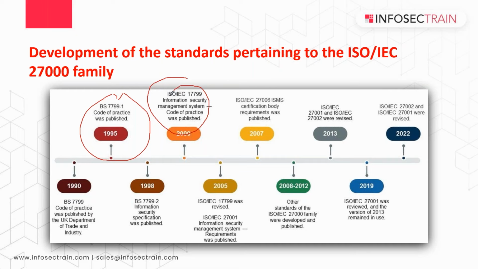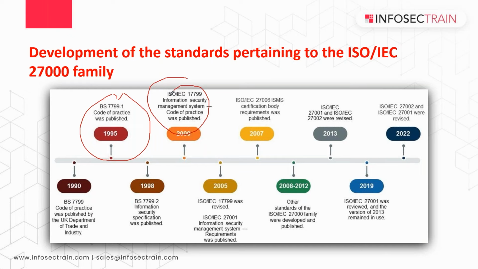And then in 2000, what happened? The British standard was adopted by ISO, and they gave it the name 17799, and it gained a code of practice. In 2005, the standard got revised and ISO 27001 was named. It came as a requirement standard and was published as a requirement standard. Then in 2007, ISO 27006 was published. 27006 is for certification bodies. If your organization is providing certificates, then it's mandatory that you go with 27006.